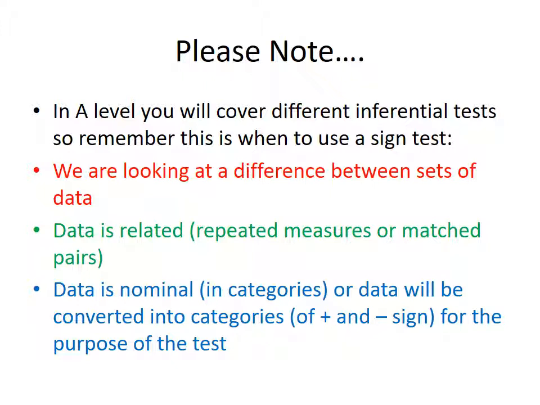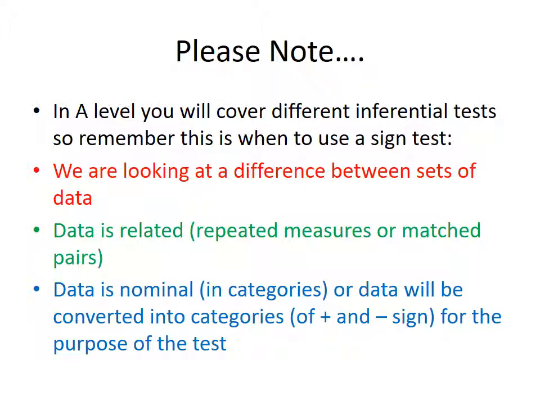In A level we'll cover different inferential tests. We use a sign test when we're looking at the difference between sets of data, so it has to be an experimental method. So when we're using repeated measures or matched pairs design, because it has to be the same people in both conditions. And when we have nominal data, so categorical data. If it's not category data, this assigning of a sign forces it into categories just for the purpose of the test.